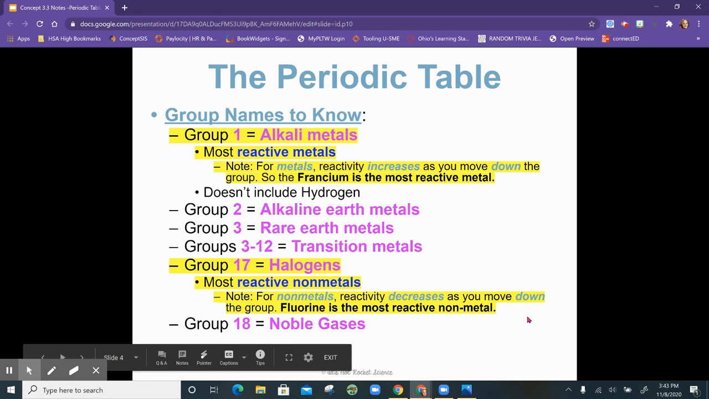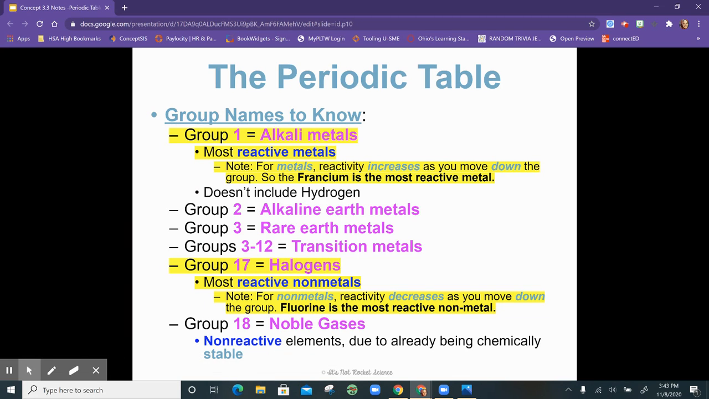Okay. Group 18 is the noble gases. They are non-reactive elements because they are already chemically stable, as their outermost shell is totally filled up. All the spots are filled. They don't need any elements to react with because, again, they are chemically stable. It's like they have a full stomach. They don't need to interact with any other elements.